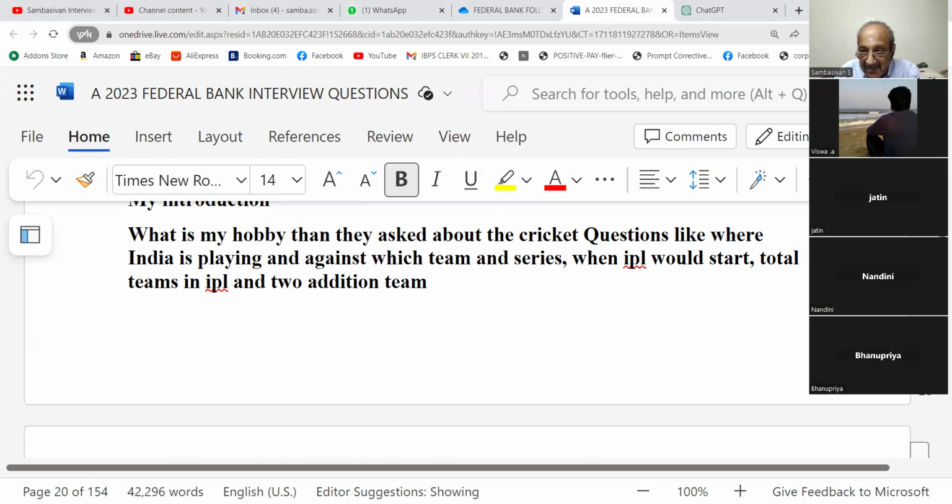Bhanupriya, can you answer this? Bhanupriya, you are appearing for Federal Bank or Exim Bank? Bhanupriya, are you there? Federal Bank, sir. Federal Bank. What is your degree, please?